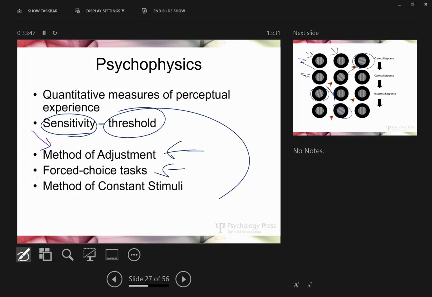Another way is something called a forced choice task. So what we'll do is give you 2 or 3 options. We're going to make you pick one. You pick the one that's different, right? The other couple are going to be identical, and in that way we can see how close we can get that oddball to those other two before you figure out what's going on.